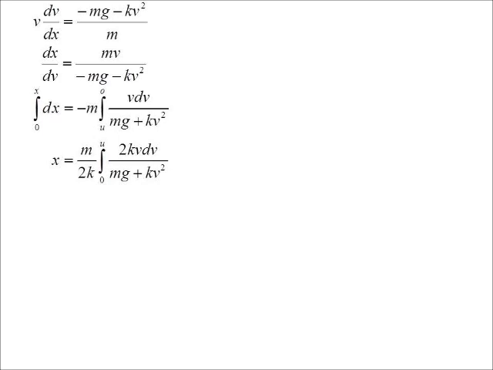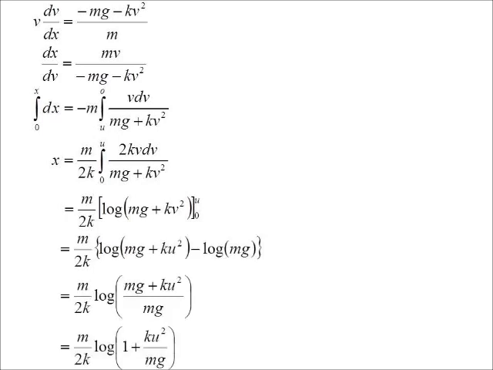So the derivative of kv squared is 2kv. So I've created the derivative on top. Well, that means I have to divide by 2k to balance it out. So that's where the 2k out the front has come from. But now I can integrate. So it'll be the log of mg plus kv squared.